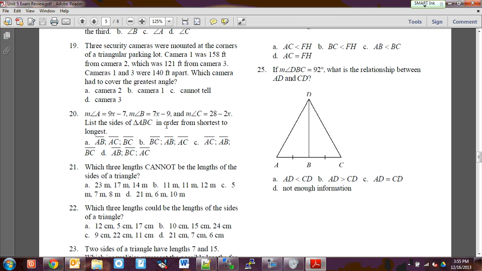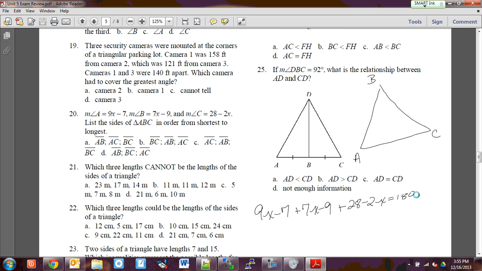Number 20, here we have angles A, B, and C. It says list the sides in order from shortest to longest. So the first thing we need to do is find out what the values of all the angles are. Okay, here's my triangle ABC. Now the important thing to remember is all three of the angles of a triangle have to add up to equal 180. So what you want to do is add all these things up. 9x minus 7 plus 7x minus 9 plus 28 minus 2x equals 180. Now we solve this, we find x, and we can find the actual measures of the angles.